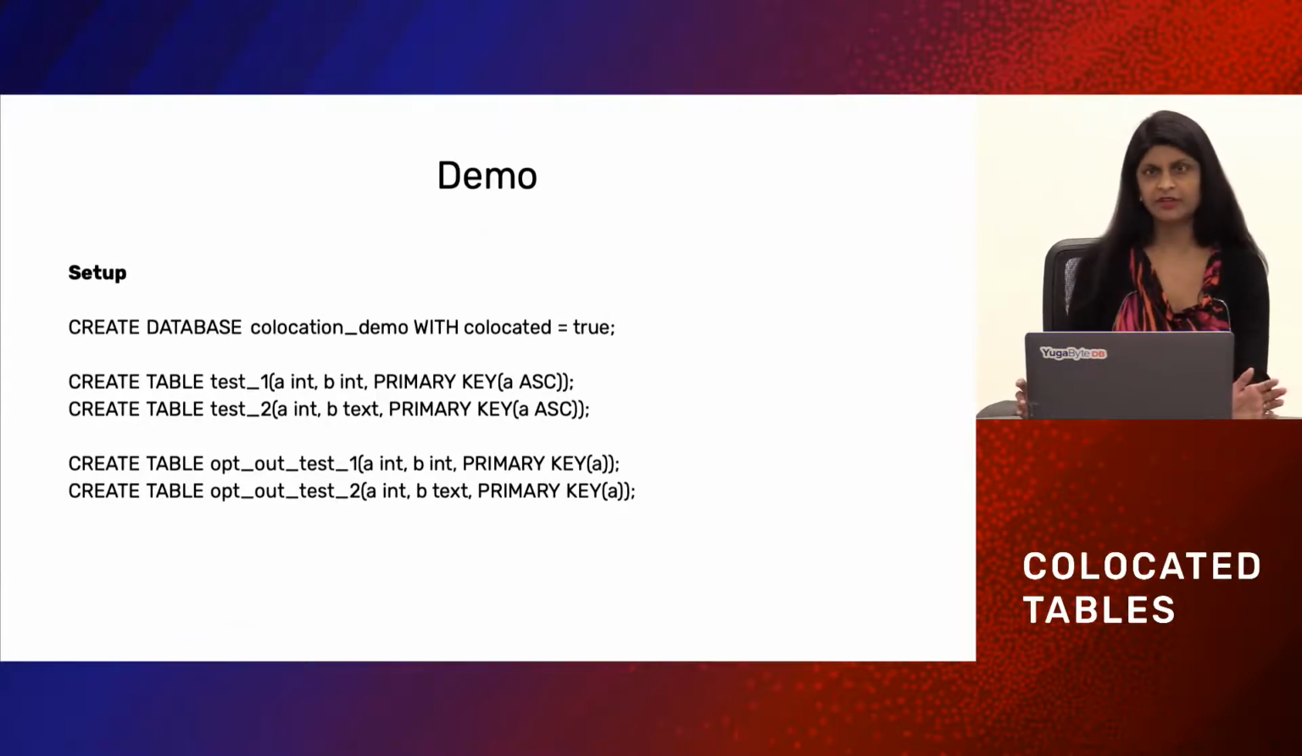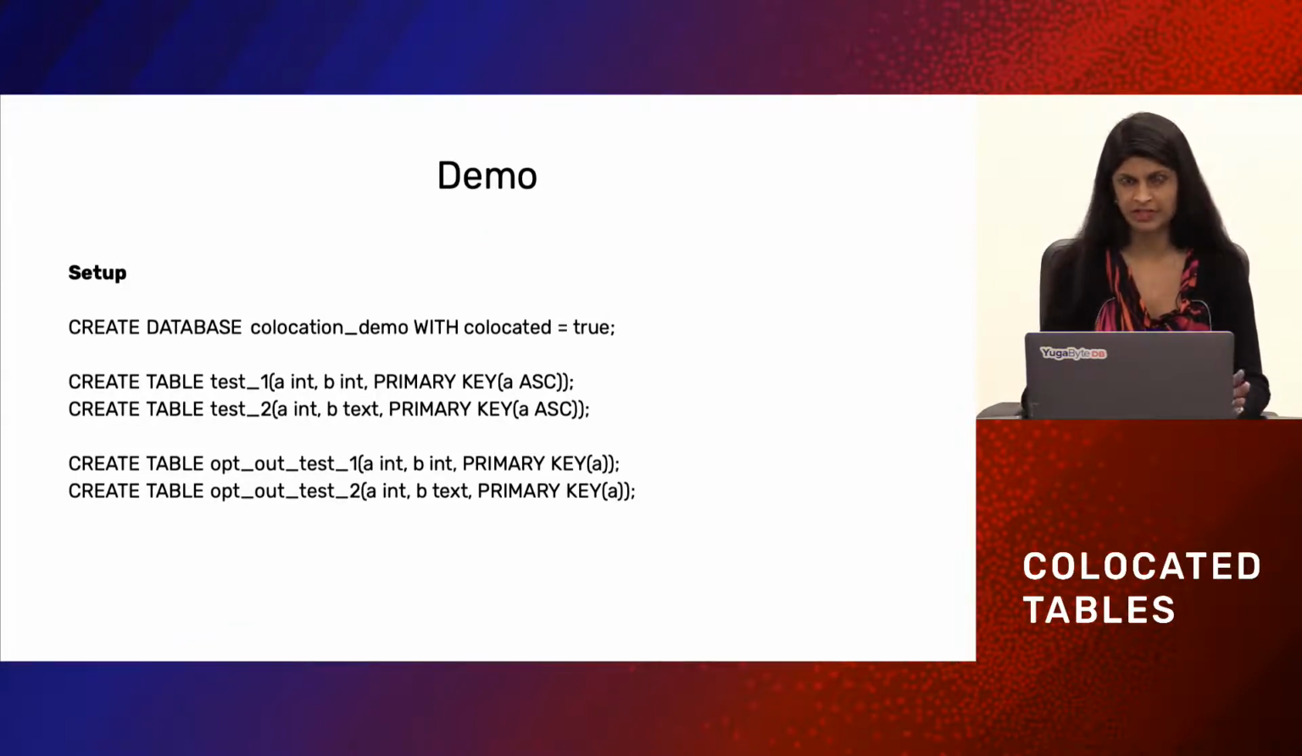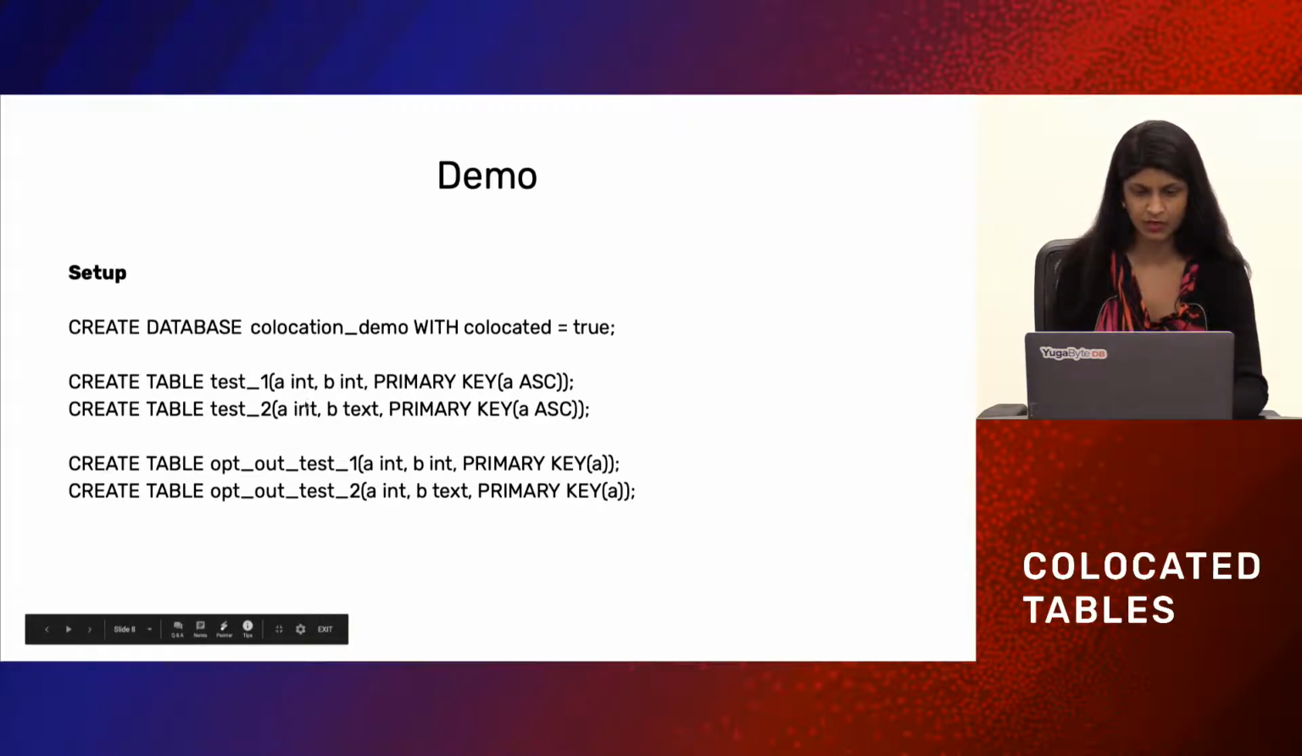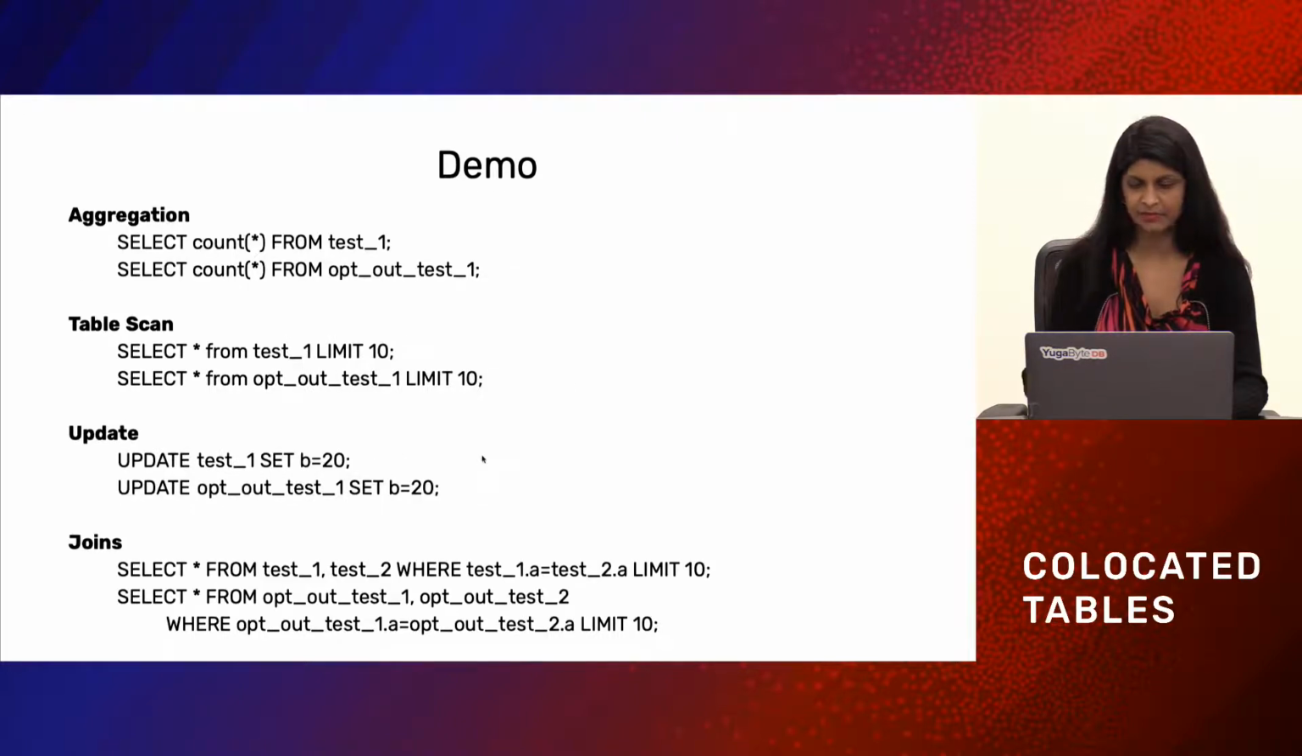So I'm going to just go over a simple demo for how to use collocation and some of the benefits that you can get with collocation. This slide is just to explain the setup that I've used. It's pretty simple. I've created one database called collocation demo with collocated equal to true. I've created 2 tables within that, test1 and test2, which are collocated. And then I've created 2 tables, opt out test1 and opt out test2, which are not collocated. They have opted out of collocation. And then I'm going to run some simple queries on it.